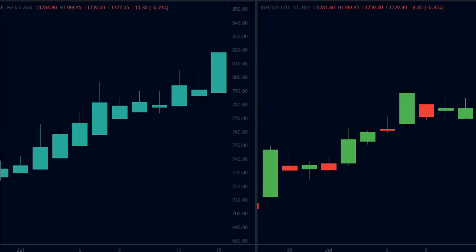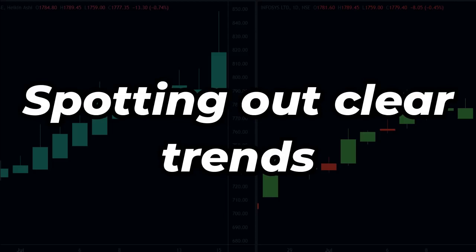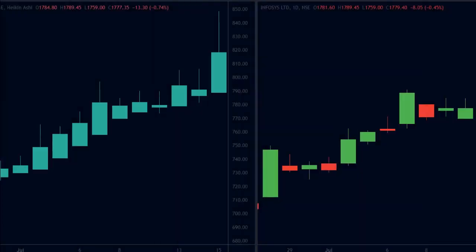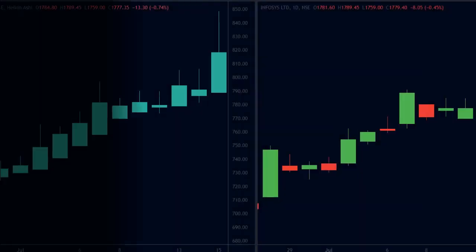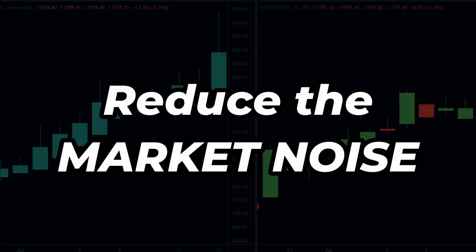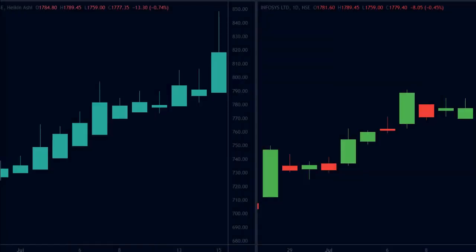This is what HEIKIN ASHI charts are used for. HEIKIN ASHI charts are really useful for spotting out clear trends in the market. The main aim of any technical indicator is to reduce the market noise on the charts. The HEIKIN ASHI certainly helps us in achieving that.